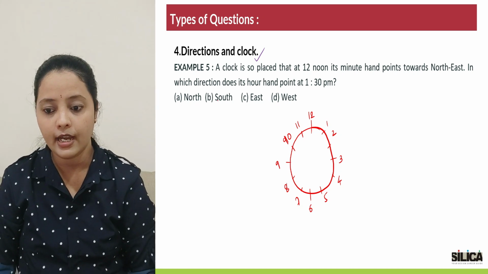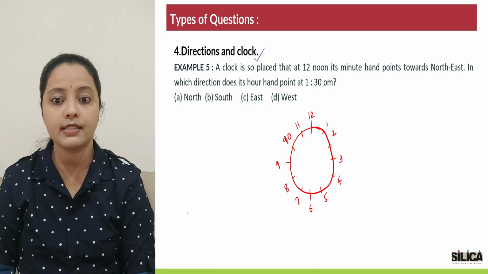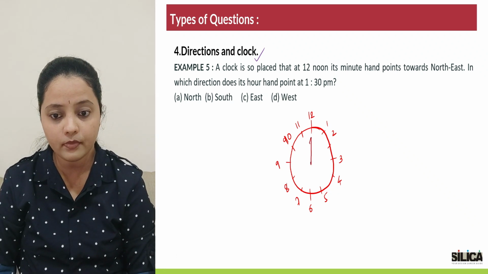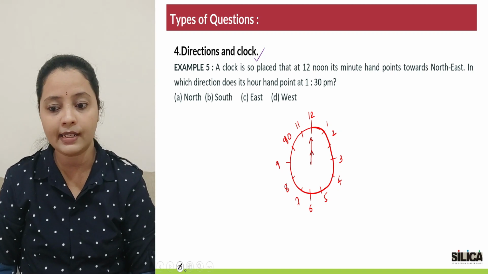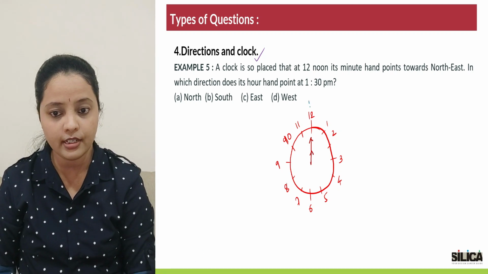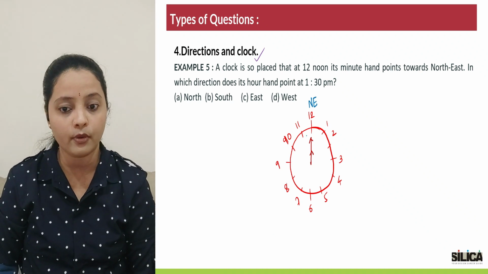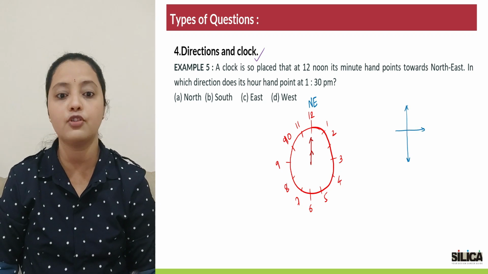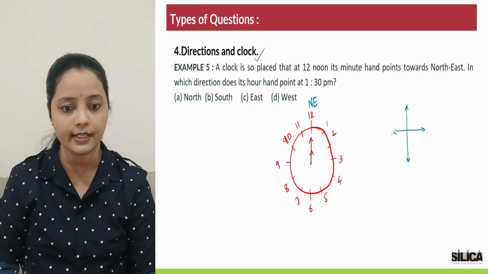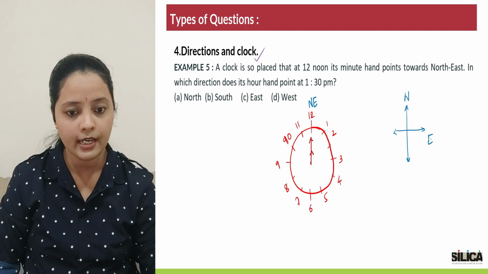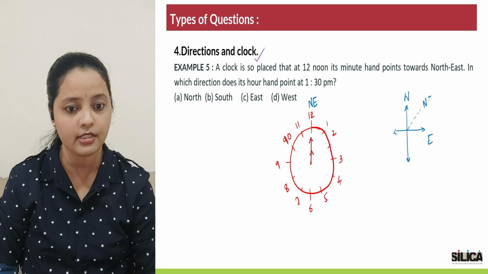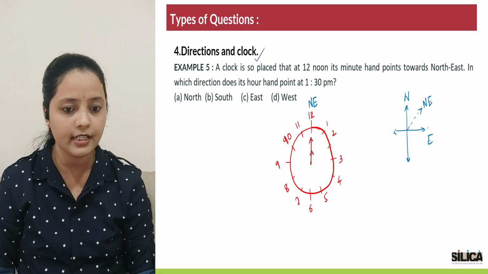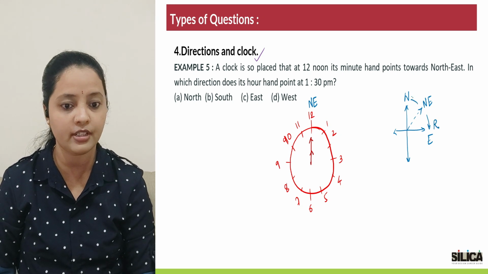Alright, so what are they saying? At 12 noon, the clock is placed in such a way that its minute hand points towards northeast. So if it's 12 noon, this would be the position of your hour and minute hand, right? And this direction is actually pointing northeast. Now from this data, you are supposed to find how the other directions should be superimposed on your image of the clock. So basically, regularly this is north and this is east, and the direction in between them is called northeast. Now assume as if you are facing towards northeast. So if you are facing towards northeast, can I say to the right I have east and to the left I have north?